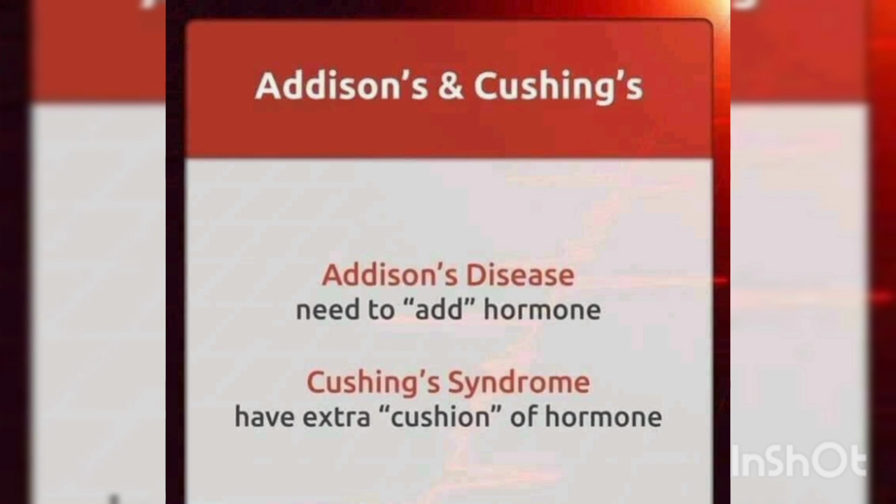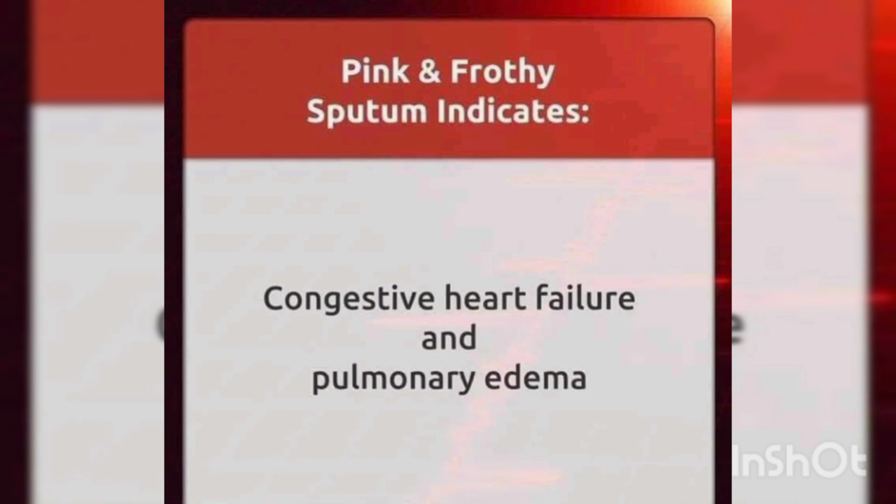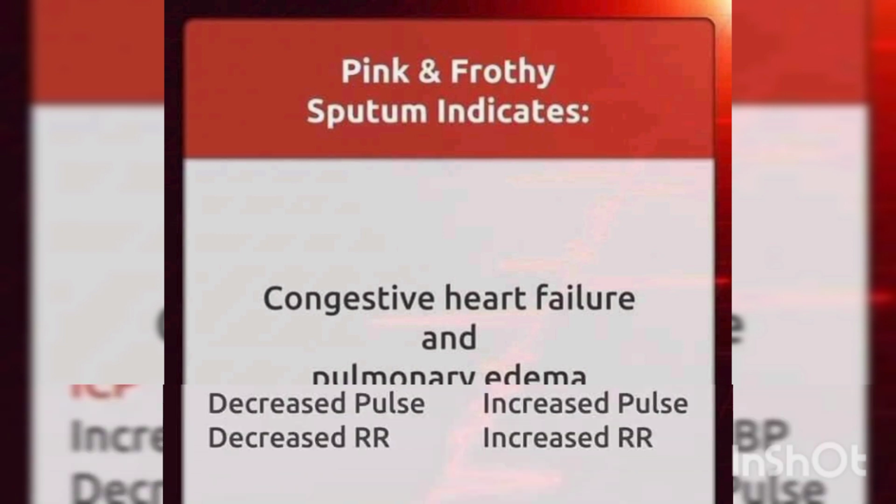Easy way to remember Addison's and Cushing's: Addison's disease needs to add more hormone. Cushing syndrome has an extra cushion of hormones. Pink and frothy sputum is distinctive for two things: congestive heart failure and pulmonary edema.